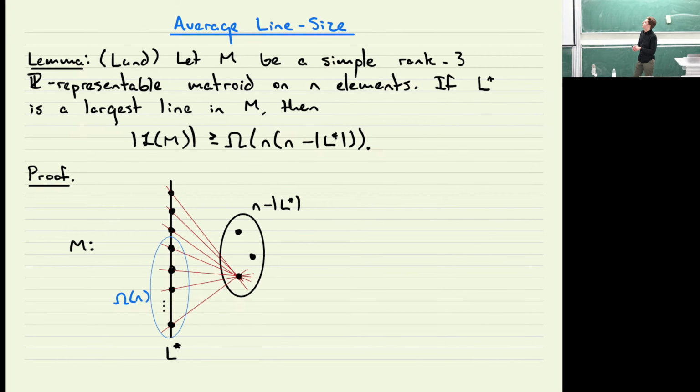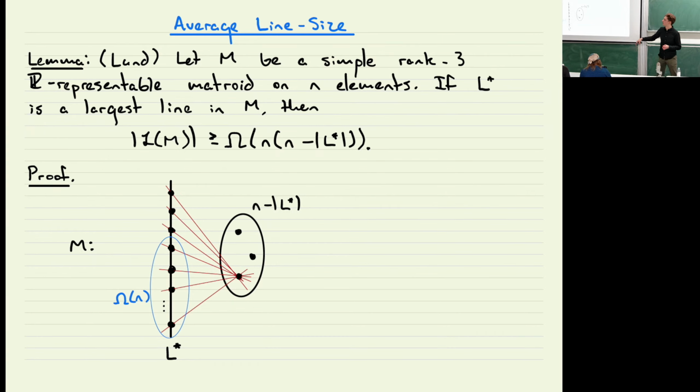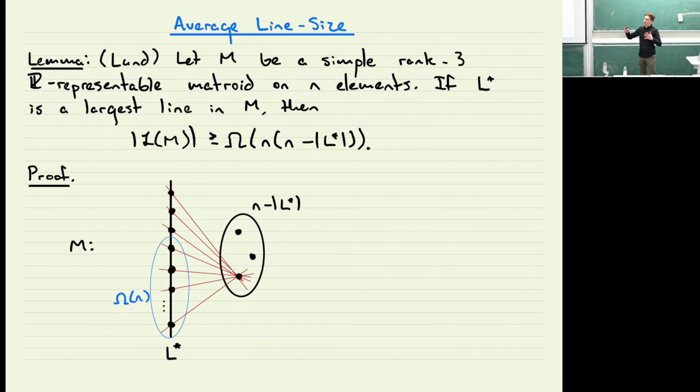So that's how we prove the lower bound, and it's even easier to check that this lower bound is best possible. One way to check this is to just draw the same kind of picture where you have a biggest line and a set of leftovers, and you count up separately the lines that hit the big line and the lines that don't. And in both cases, you get at most n times n minus size of L star lines. Okay, so we have a best possible estimate of the number of lines here.